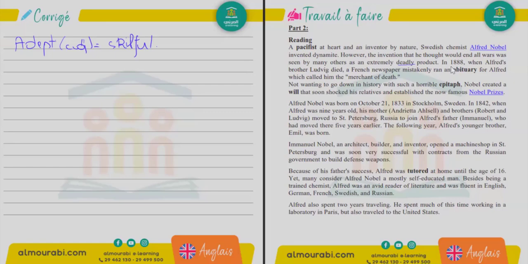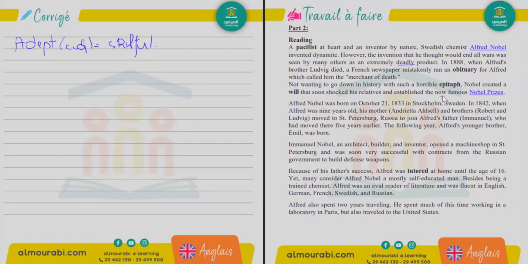In 1888, when Alfred's brother Ludwig died, a French newspaper mistakenly ran an obituary for Alfred, which called him the Merchant of Death. Not wanting to go down in history with such a horrible epitaph, Nobel created a will that soon shocked his relatives and established the now famous Nobel Prizes.